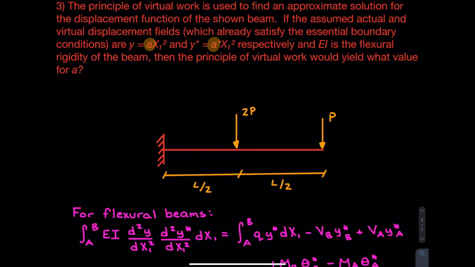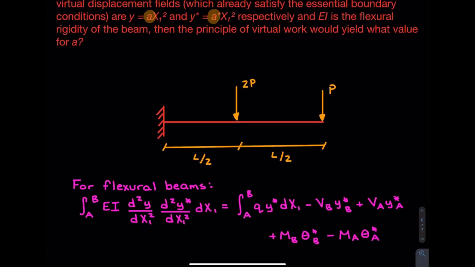All right, so we have our beam here. I kind of drew it a little bit crooked, or maybe it's just me. I don't know. I'm a little crazy. And for flexural beams, I wrote what the internal work and the external virtual work is equal to.